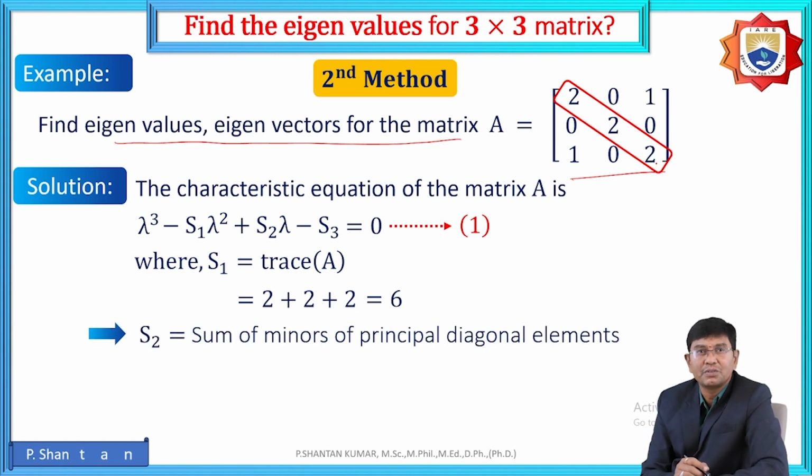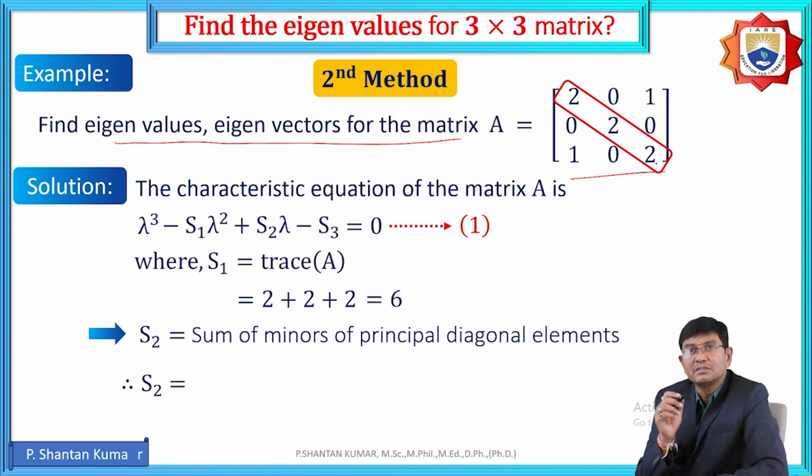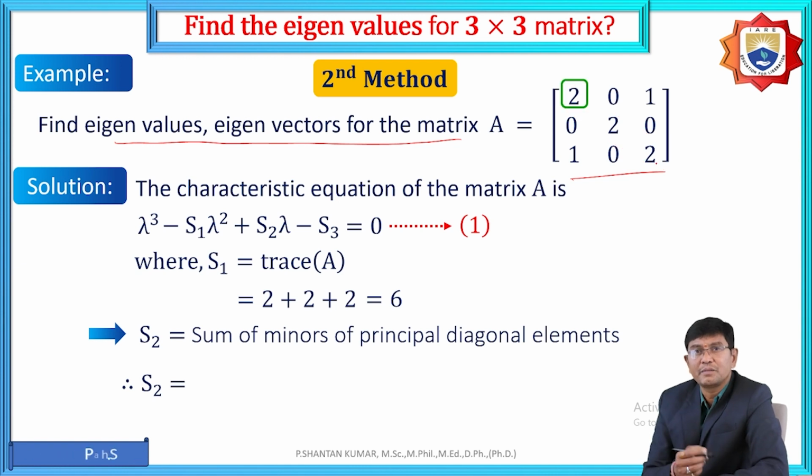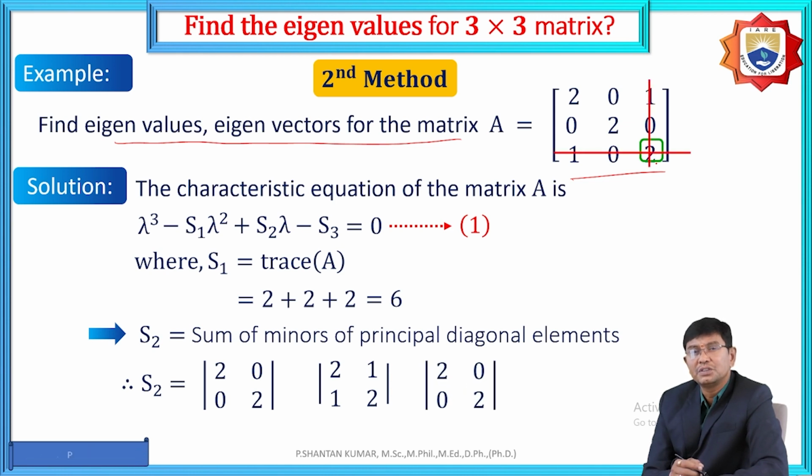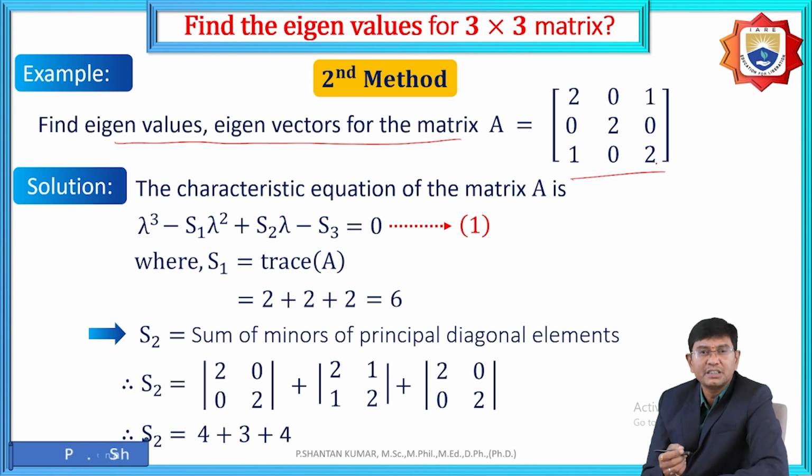That means S2 is equal to: for the first principal diagonal element, the minor is obtained by deleting that particular row and column, and the rest of the values form the determinant. Similarly for the second and third diagonal elements, for example 2, 0, 0, 2. We need to add these 3, that means 4 plus 3 plus 3. That means here we obtain 11.